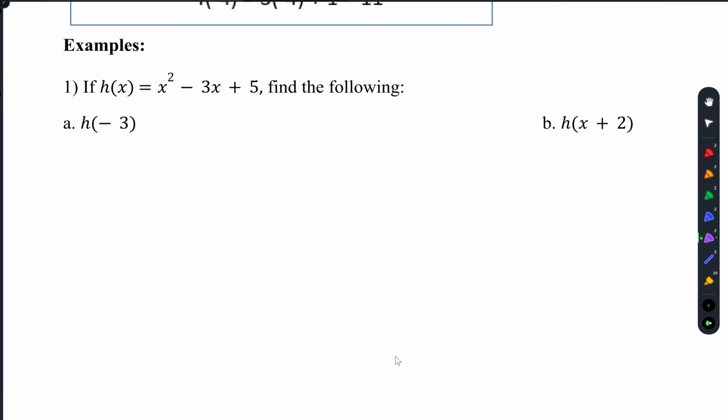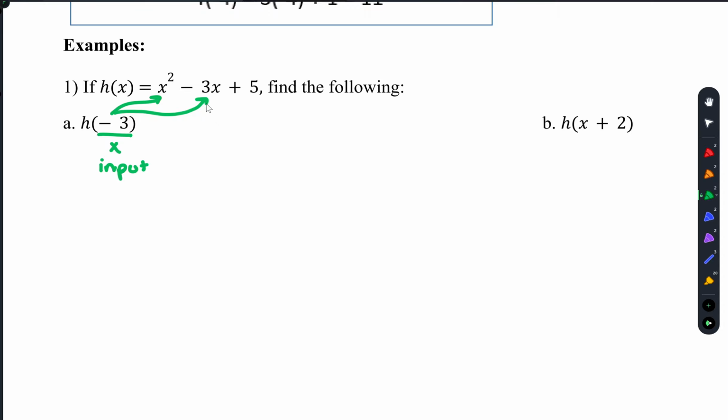So let's see how we use this. Here's my equation. It is called h of x. That's another name for a function. H of x equals x squared minus 3x plus 5. In letter A, it says find h of negative 3. It's giving me an x value. This thing in parentheses is our x. It is our input, which means I am literally going to take it and plug it in for the x's in my equation.